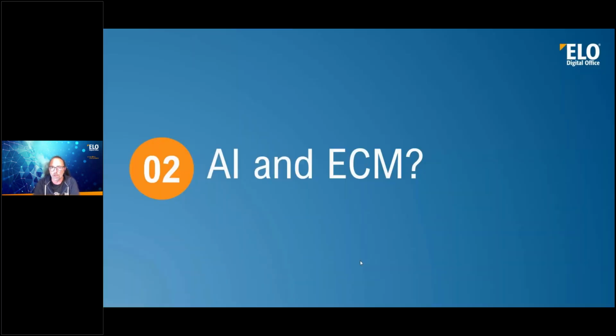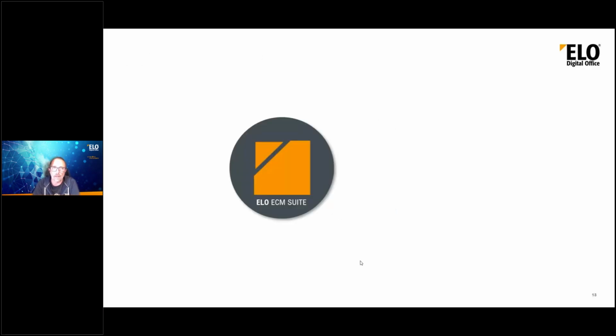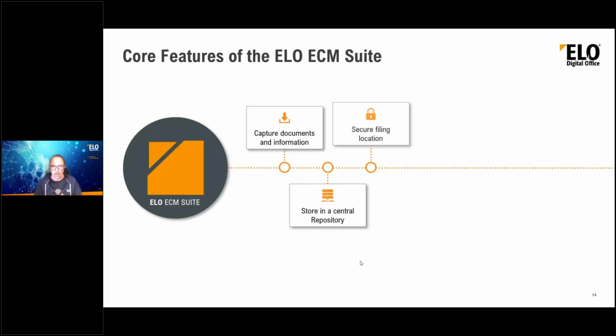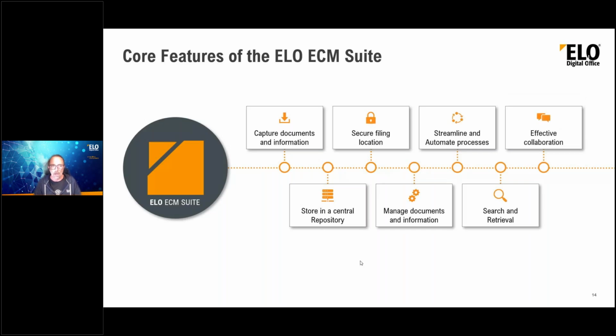When we have a look at the ELO ECM suite and its core features, there may be some points where artificial intelligence can help us. For example, capturing documents and information is a core feature of enterprise content management. Storing it in a central repository, creating a secure filing location, managing documents and information, streamlining and automating processes, searching and retrieving information, and effective collaboration. Those are some of the core features of the ELO ECM suite.